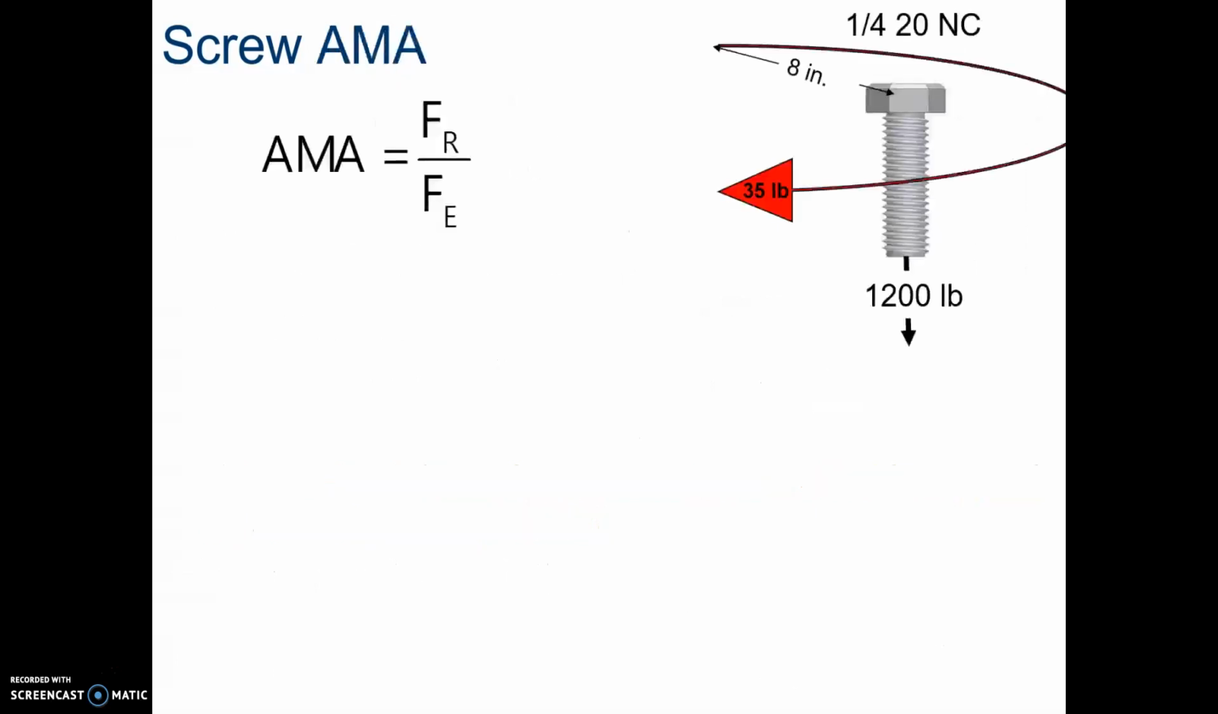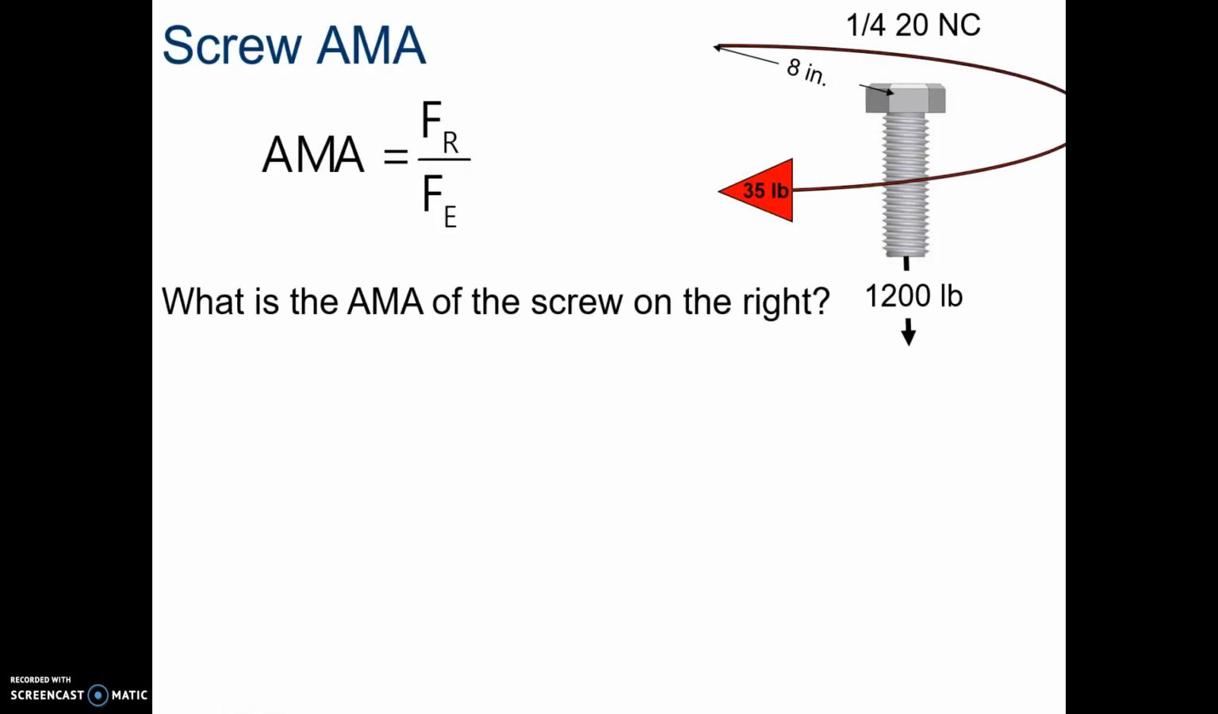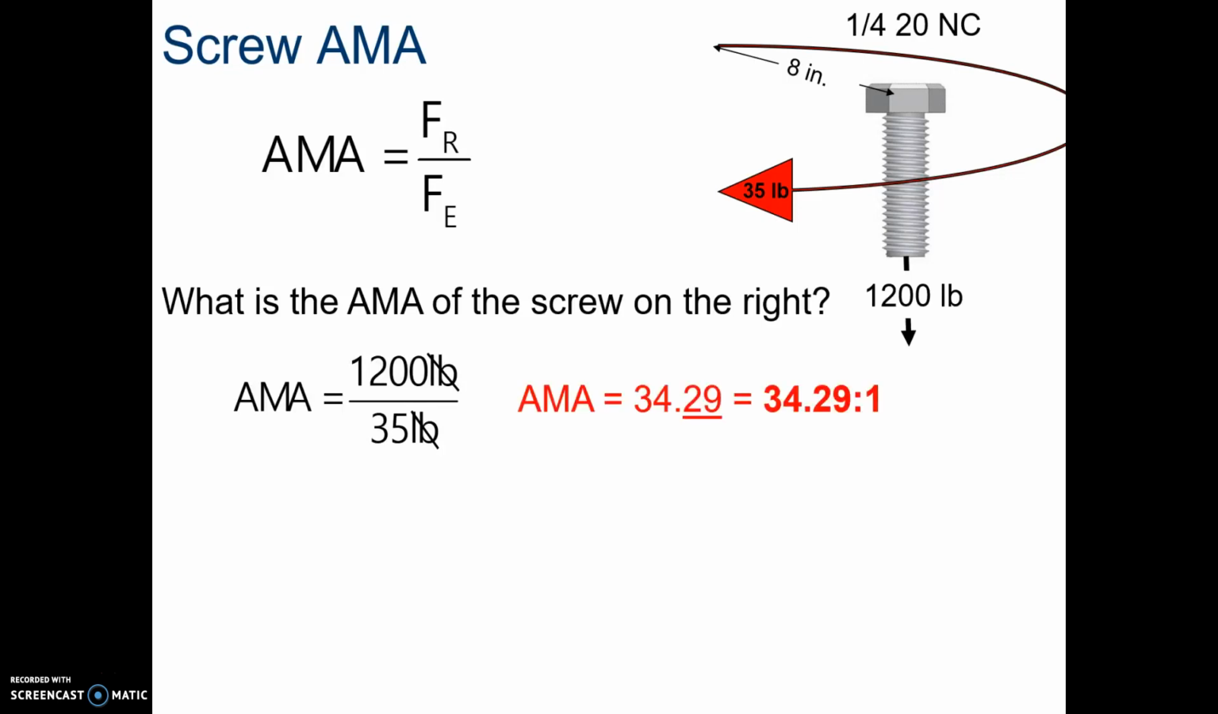But on the other side, we look at the forces. So we have FR over FE. It's showing that it is going down with a force of 1,200 pounds. An effort on that 8-inch wrench is being applied at 35 pounds. So that's our effort force, and 1,200 being our resistance force. So we would do 1,200 over 35 pounds to find the AMA. Pounds cancel, and we get 34.29. Still a high mechanical advantage, but much, much lower than 1005.3.